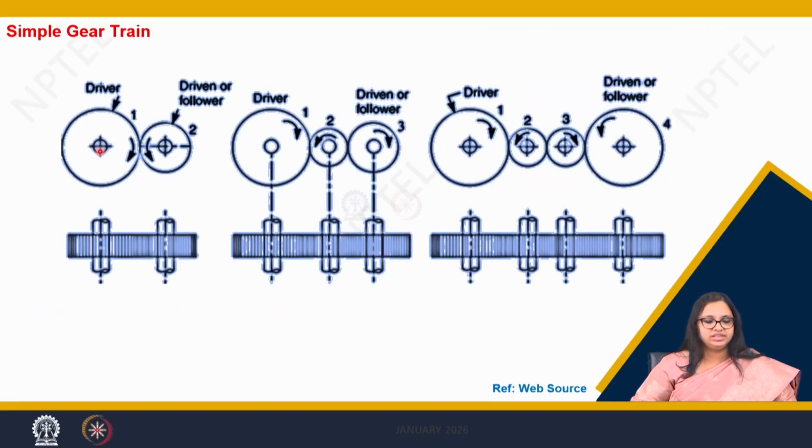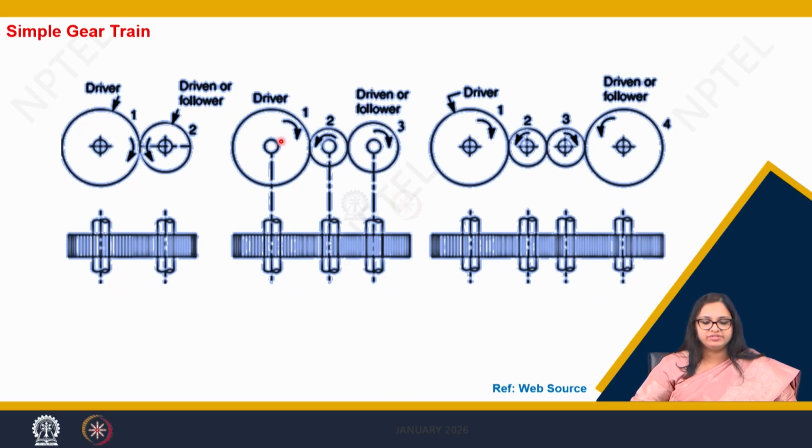Now when we understand that there is a driver and a driven with only two gears in mesh with each other, transmitting power from one shaft to the other, we understand that if the driver is rotating in clockwise direction, then the driven would be rotating in anti-clockwise direction. However, it may be our requirement that the driver and the driven should be rotating in the same direction. Then in that case, what should we do? We should have an intermediate gear which would help us in transmitting the power from driver to driven.